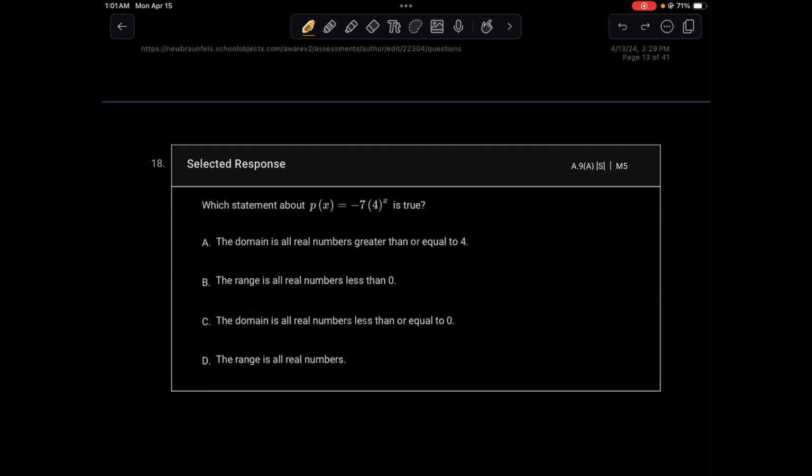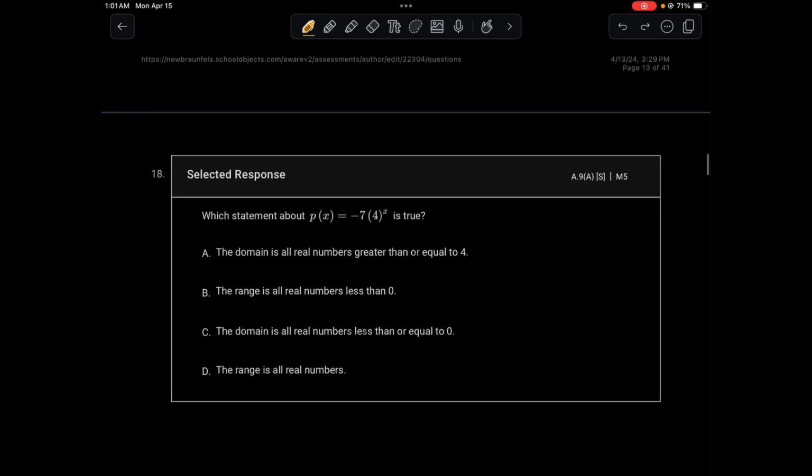Number 18. Which statement about p of x equals -7 times 4 to the x is true? Okay. A, the domain is all real numbers greater than or equal to 4. B, the range is all real numbers less than 0. C, the domain is all real numbers less than or equal to 0. D, the range is all real numbers.